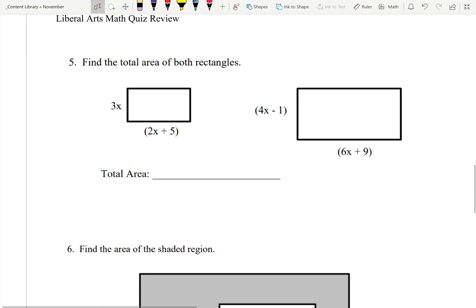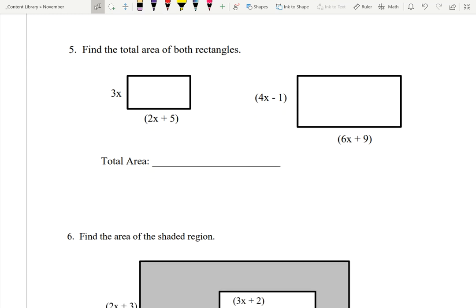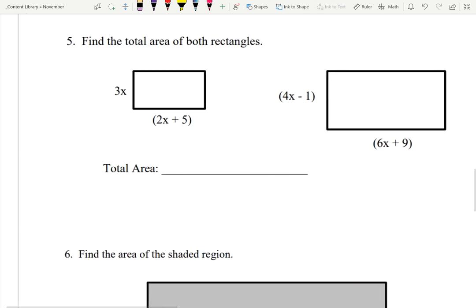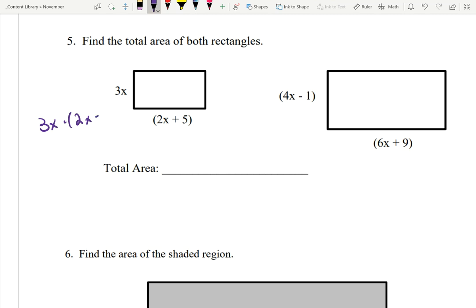All right, number 5. Find the total area of both rectangles. So I guess it wants me to add these two areas together. Take this rectangle, add its area to this rectangle to get a total. To do that, I need to find the area of both of them. So the area of the first rectangle: the first rectangle is 3x in width times 2x minus 5 in length.